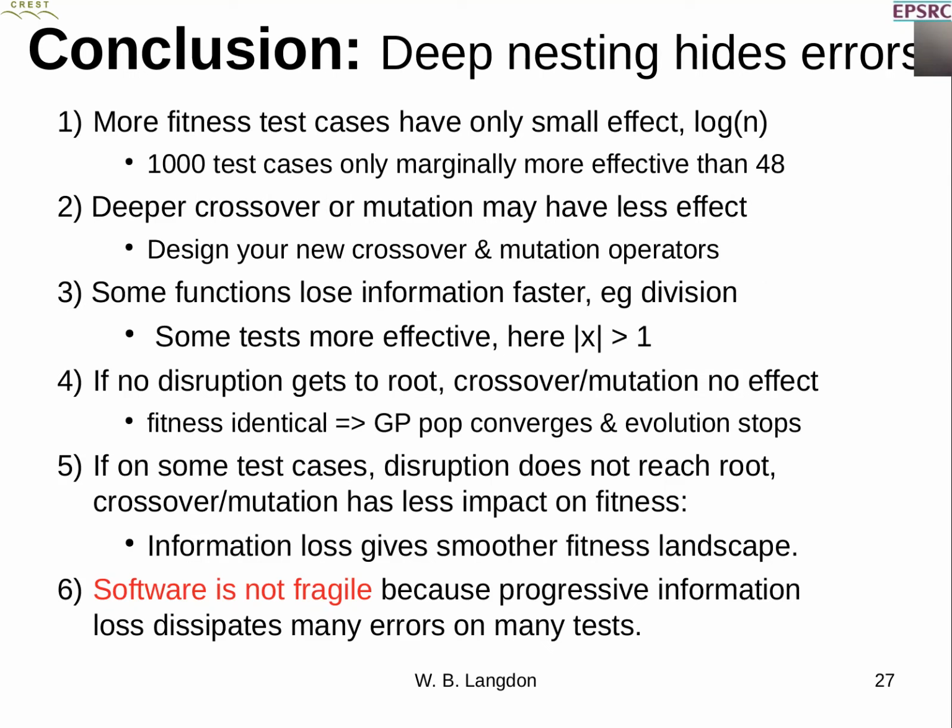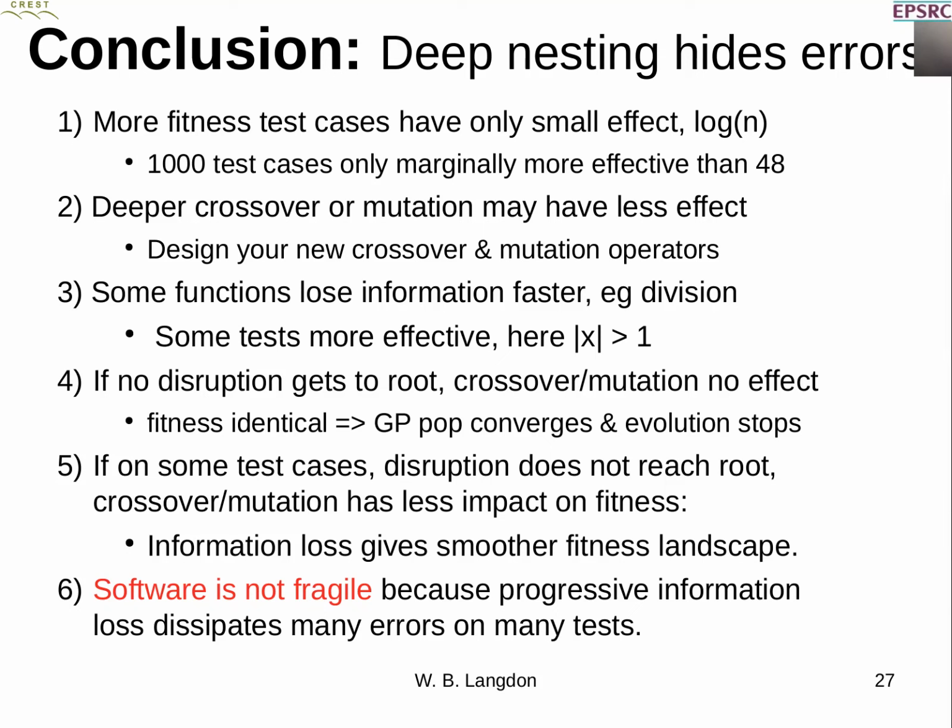We definitely see that deeper crossovers and mutations have less effect. So from a GP point of view, we might want to design our crossover and mutation operators so that they were closer to the root node if we wanted to have a more rugged landscape, or further from the root node if we wanted a smoother landscape.